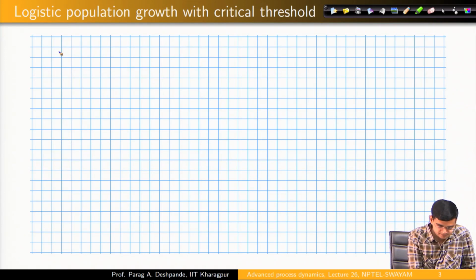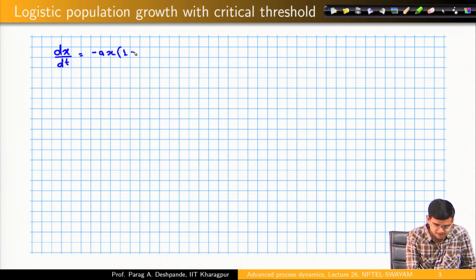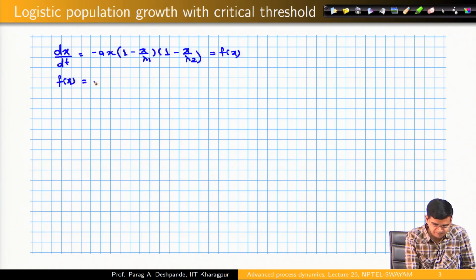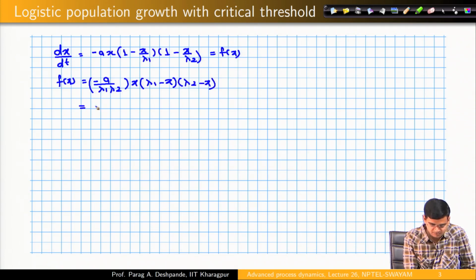So, let us check this. dx/dt = -a x (1 - x/λ1)(1 - x/λ2), and this is equal to f(x). So, let us simplify f(x). f(x) would be -a/(λ1 λ2) times x (λ1 - x)(λ2 - x).